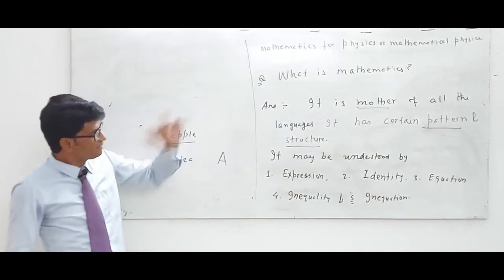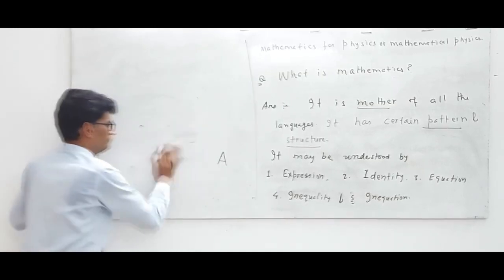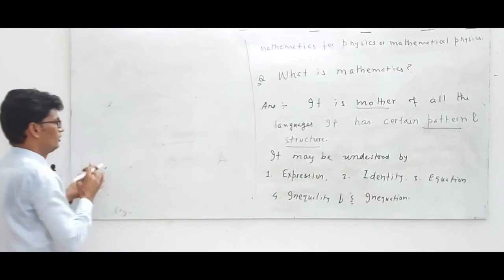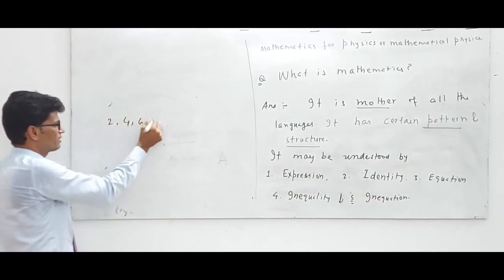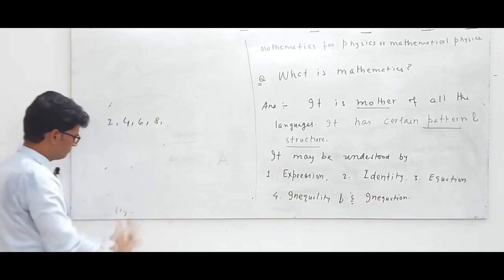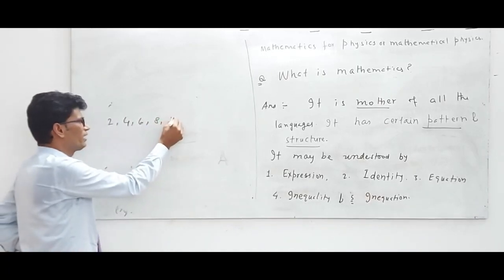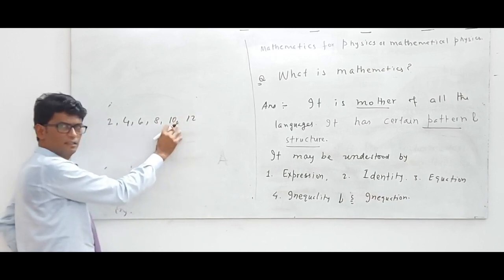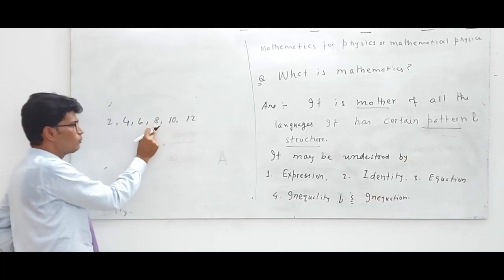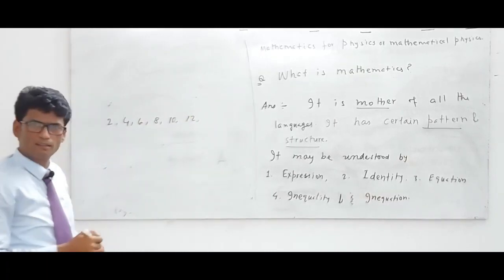So here the second is pattern. Just look at what is pattern. So we write here 2, 4, 6, 8. Anyone can guess that the next number will be 10. Why? Because each number is 2 more than the previous one. That is why we are able to say what is the next number.